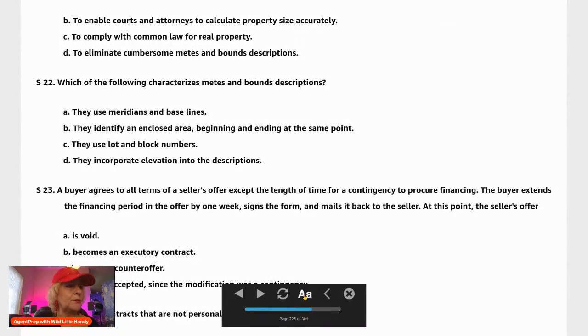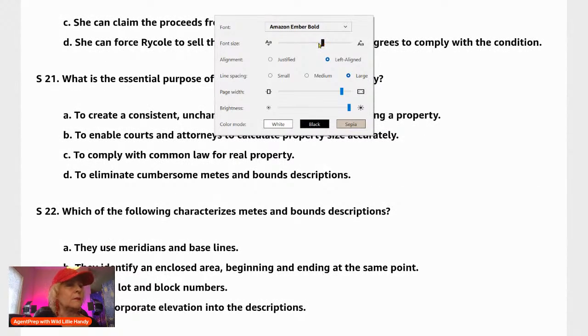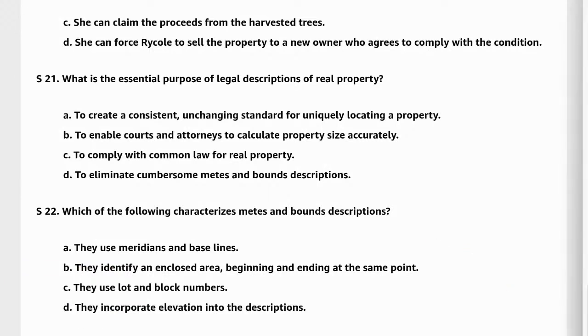Okay, number 22. I'm still trying to get you a better, let's see. That, okay. I'm going to take myself out of that.